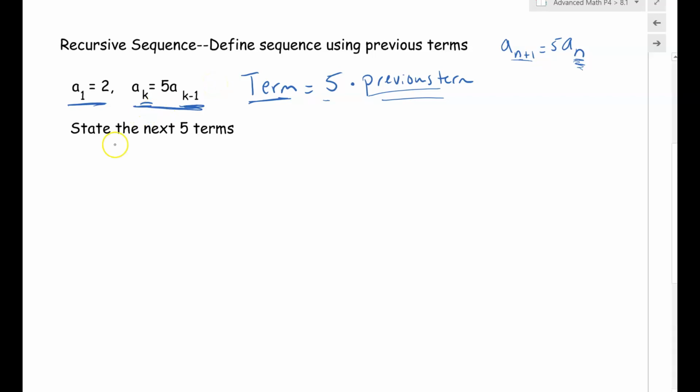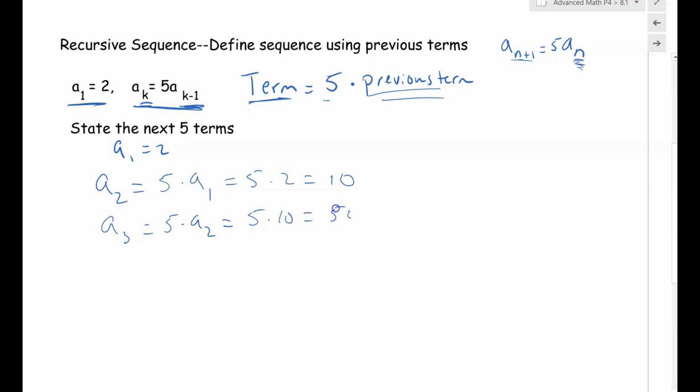So I know the first term is 2. If I want to find the second term, well, I'm going to go 5 times the first. Well, that's 5 times 2. That's 10. If I want the third term, I'm going to go 5 times the second. Well, that's 5 times 10. That's 50. If I want the fourth, that's 5 times the third. That's 5 times 50. That's 250.